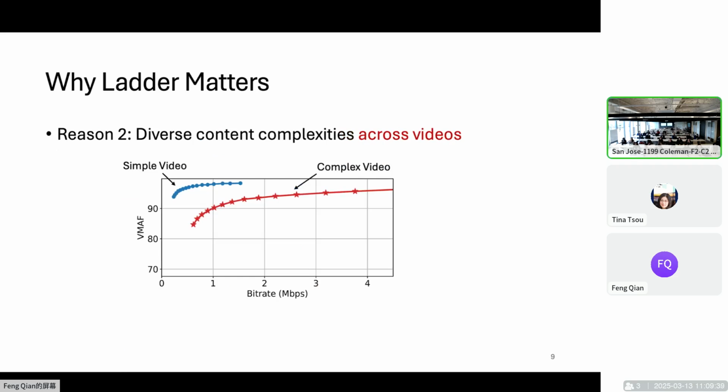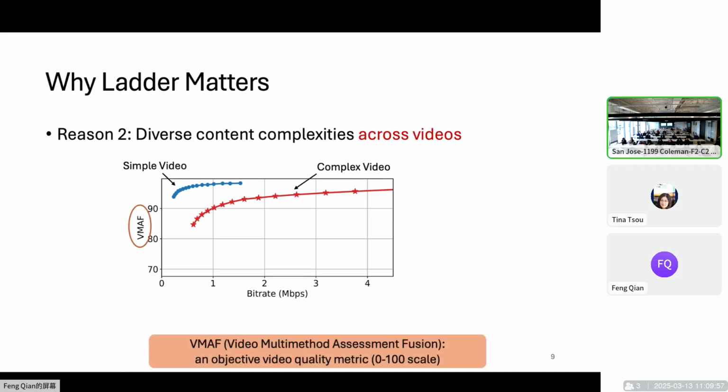The second reason is that different videos have different characteristics. Here I show two videos, one simple and the other complex in terms of content. The x-axis is the bitrate of the video, and the y-axis is the video quality, called VMAF. VMAF is basically just a score in the range of 0 to 100 that characterizes the video quality. Both of these videos have the same resolution, 1080p.